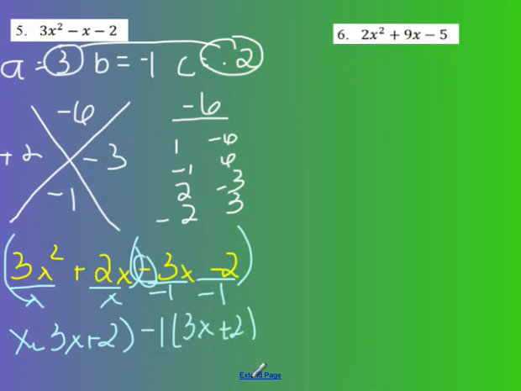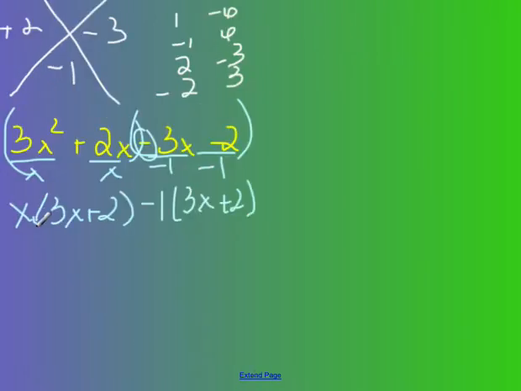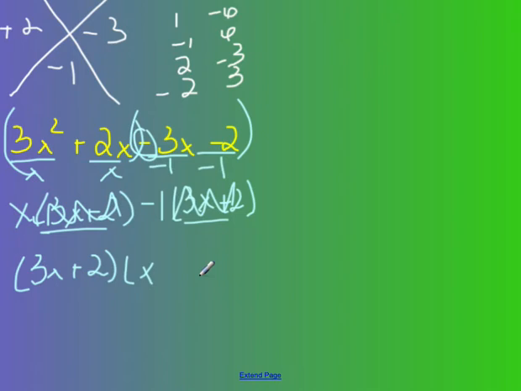So if you notice then, your leftovers are matching. So 3x plus 2 and 3x plus 2, I can factor those guys out. Okay, once I've factored those guys out, I've gotten rid of those, I can write what's left over after that, which is x minus 1. So this right here is your final answer for number 5.